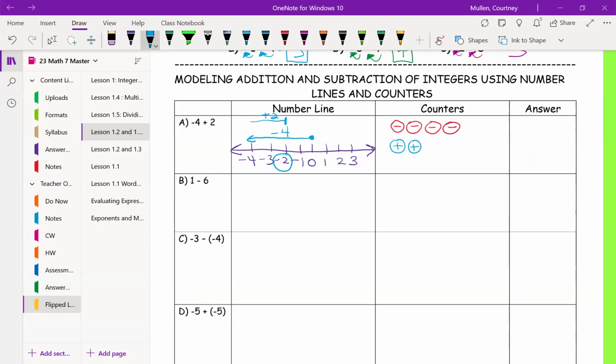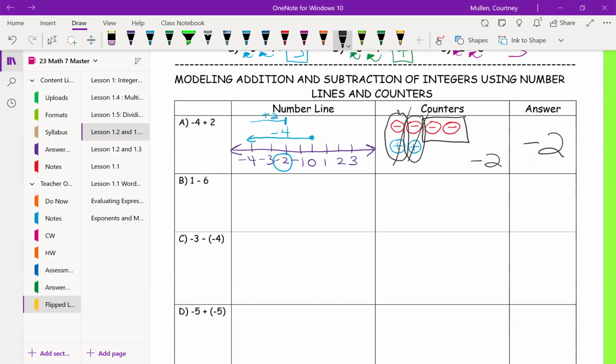Do you see any opposites or additive inverse pairs here? Well, 1 positive and 1 negative is an additive inverse pair, and they equal 0 when you combine them. And there's another additive inverse pair. They equal 0 when you combine them. So if we look to see what is left, we have 2 counters left, and they're negative. So -2.